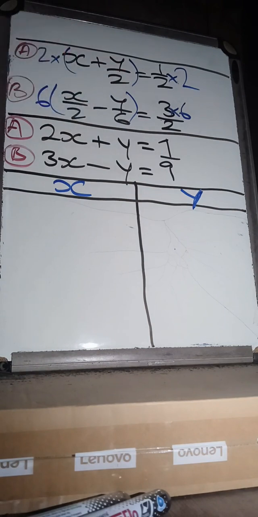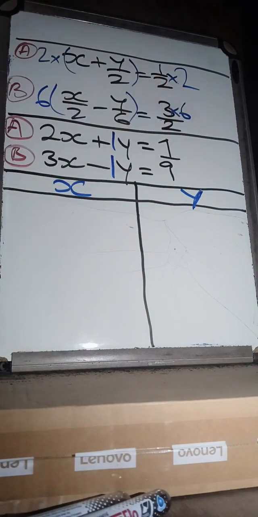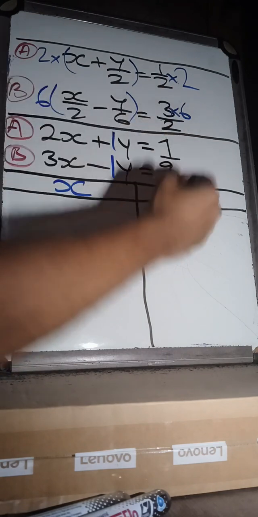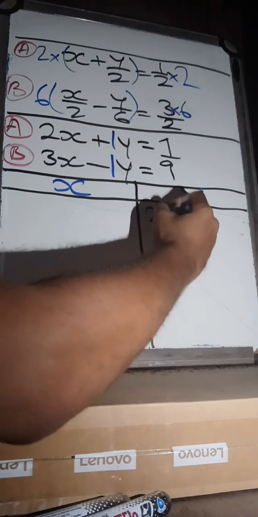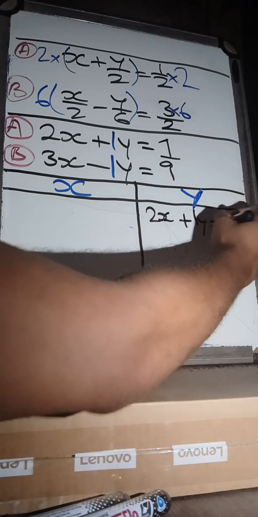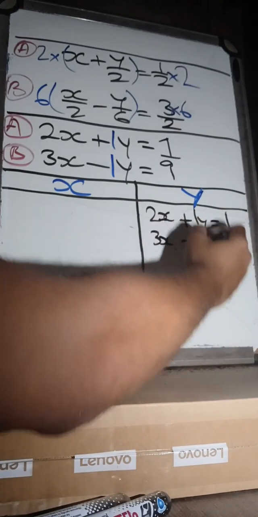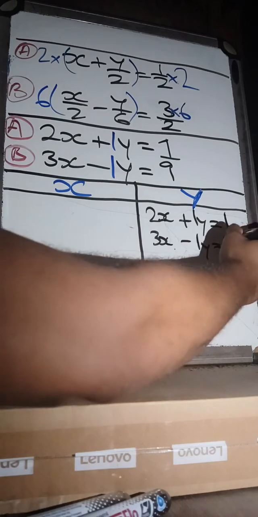When a letter is on its own, the y by itself, there is an invisible 1 in front of it. So they both have the same coefficient, therefore we'll just write that back over here. So we have 2x plus a 1y equal 1, and a 3x minus a 1y equal 9.